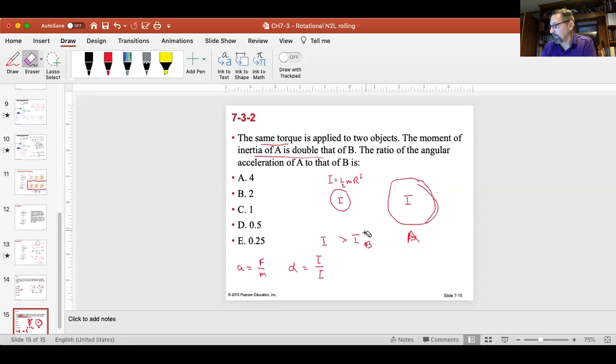Okay, so let's make sure we got these right. Yeah, it does say A is double B. And so A is right here. So the moment of inertia of A is double B.